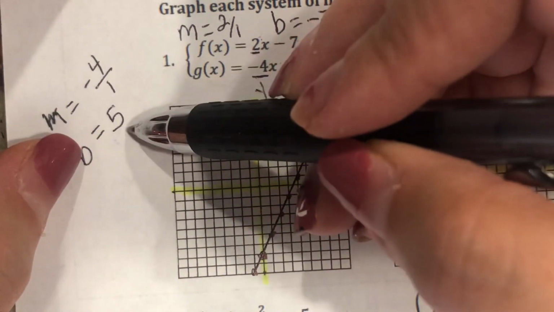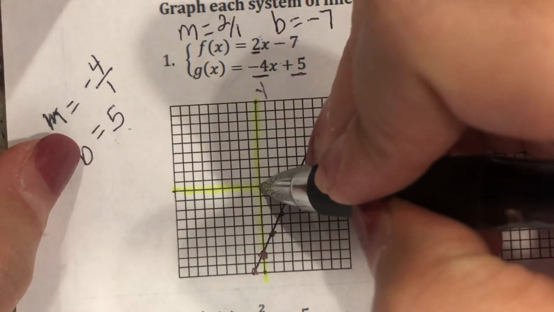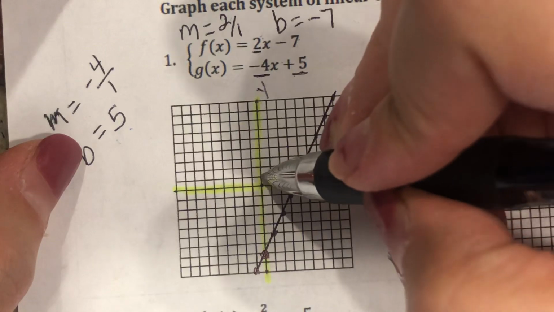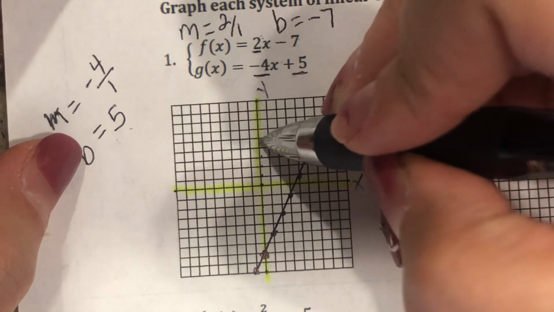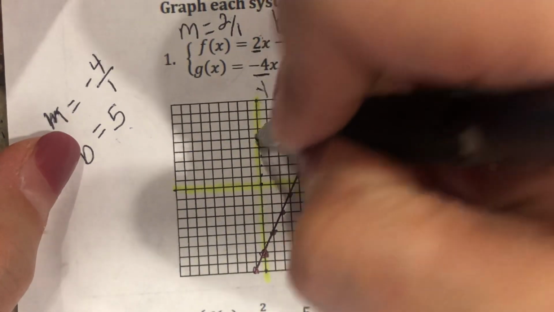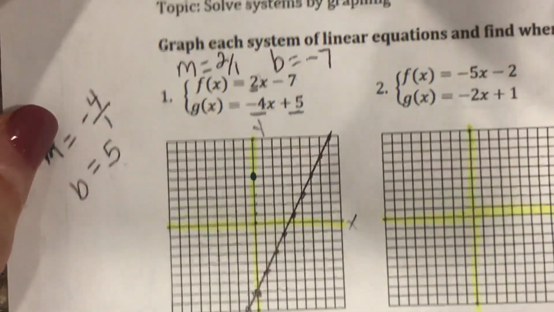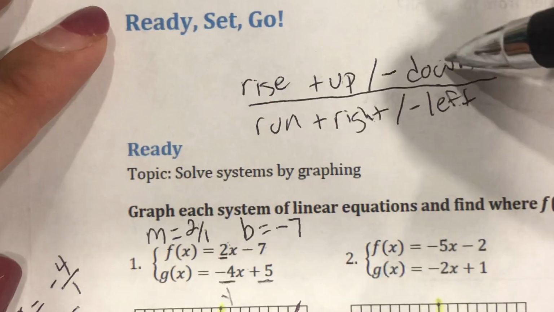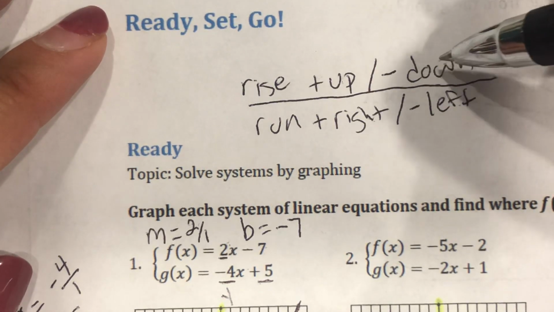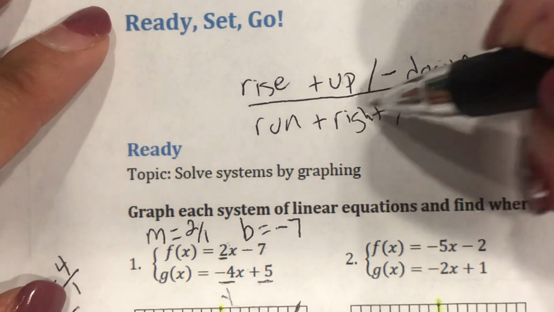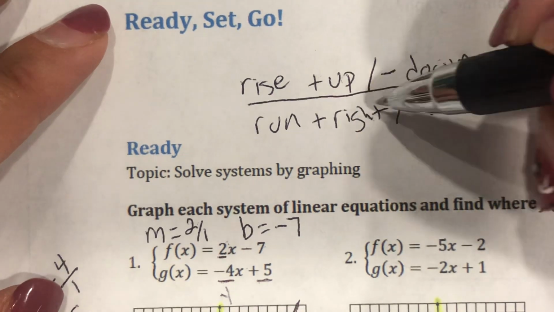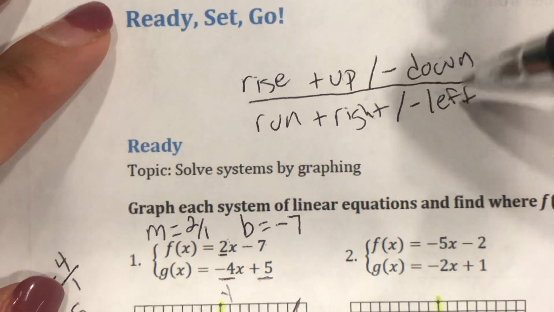So this time I'm starting with 5, so I'm gonna start at 0, 0, and I'm gonna go up 1, 2, 3, 4, 5. So plot my point right there. This time, however, I have a -4 on top. So I'm going to look up here. -4 means I'm going to go down. +1 means I'm going to go to the right, though. Or if I didn't have space, I can go up and to the left.